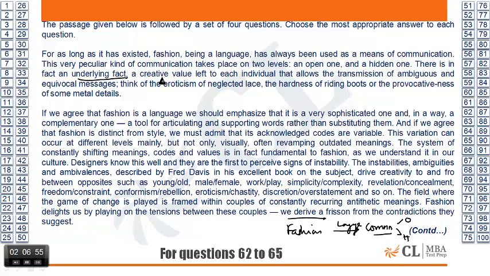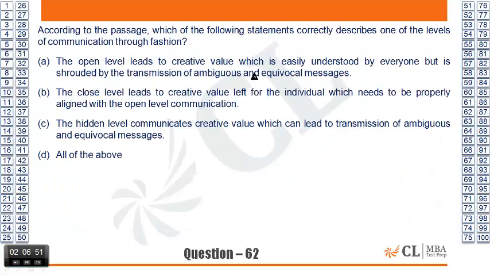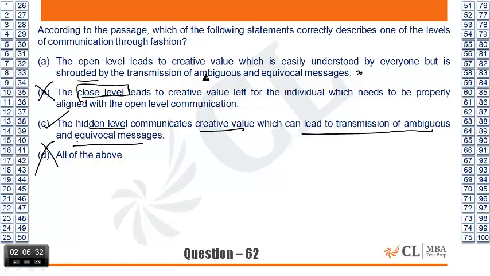Underlying fact, no? Creative value left to it. I don't think it's open level creative, which is easily understood by everyone, but it is shrouded by transfer. I don't think this makes sense. The closed level, there was no closed level, no? There was a hidden level. So there goes all of the above. The hidden level communicates creative value, which can lead to transmission and ambiguous equivocal message. I'm sure of this. Option C.